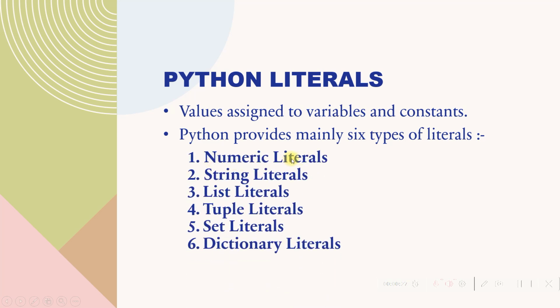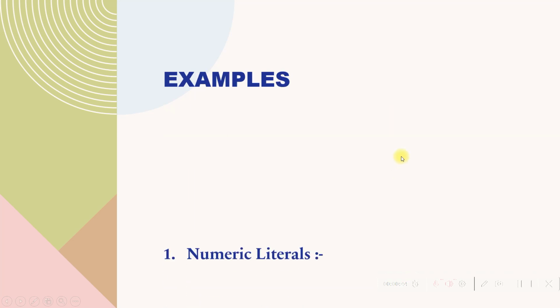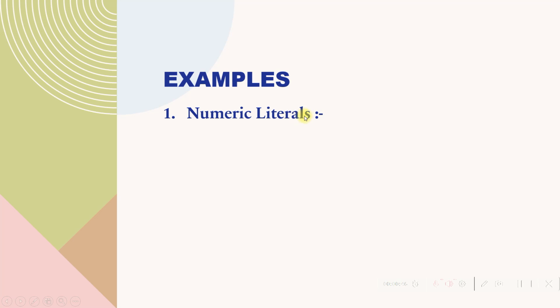First one is the numeric literal, second one is the string literal, third one is the list literal, fourth one is the tuple literal, fifth one is the set literal, and last one is the dictionary literal. Now let's see the example for each of these literals. So our first literal is the numeric literal.